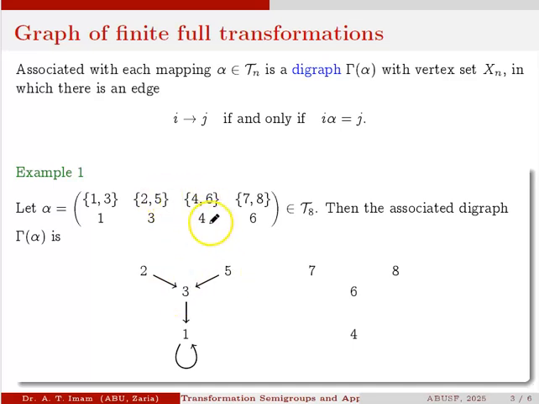And we can see here 4 is mapped to 4, so there will be a loop at 4. And 6 is mapped to 4, so we have an edge from 6 to 4. And then 7 is mapped to 6, so there is an edge over there. And likewise, there is an edge from 8 to 6. So this is the associated graph with this particular alpha. So in a similar way, whenever you take a mapping alpha, you can always develop a directed graph whose vertices are the points in the underlying set Xn, and there will be an edge from a particular point to another if that point is mapped to the other point. So this is how we associate a directed graph corresponding to every alpha.